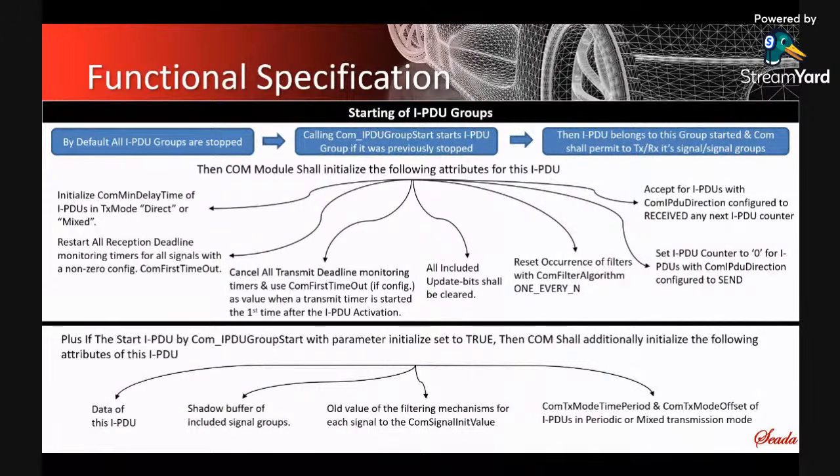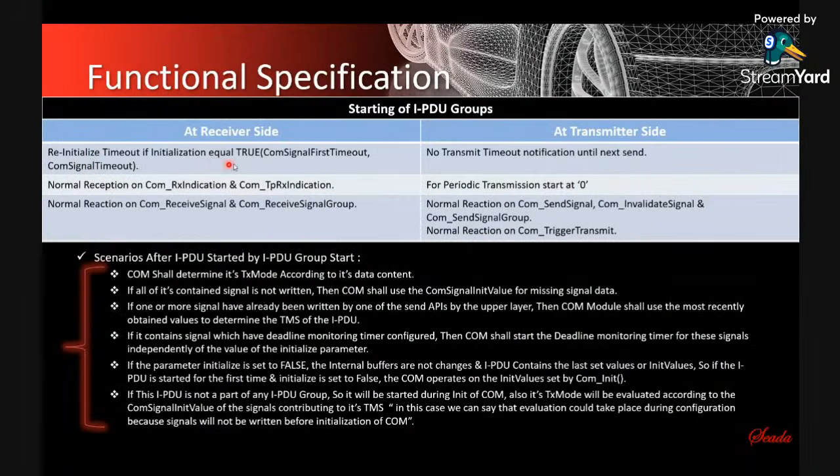Let's summarize all of this. We have here at the receiver side, when the starting of the IBDU group happens, it will initialize all the timeouts equal to true, Com signal first timeout, Com signal timeout. Normal reception is going to happen for Com receive indication whenever we have a message, or maybe a larger message, so Com TP receive indication, and normal reactions on any receive signal or receive signal group. It will not take care of the counters right now, okay? And it will forward it directly to the applications. No transmit timeout notification until the next send.